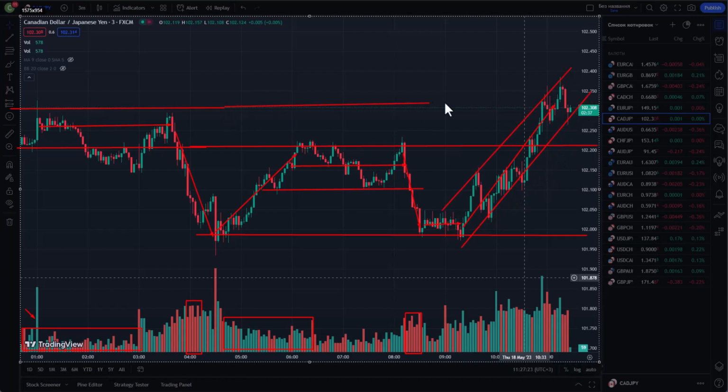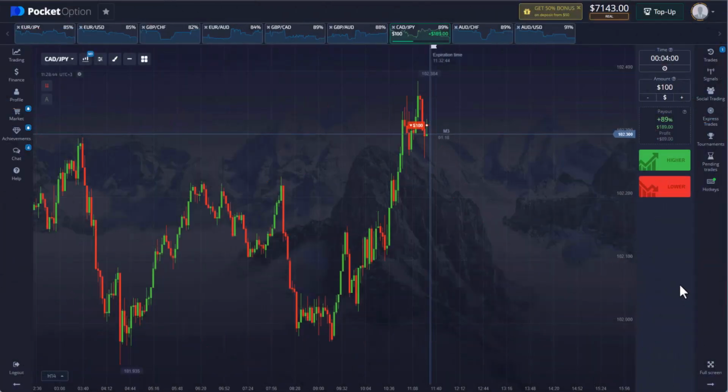When the breakdown of the maximum we see the resistance from the sellers, we can judge about a further reversal of the price which we have entered. And now, let's get back to the broker.